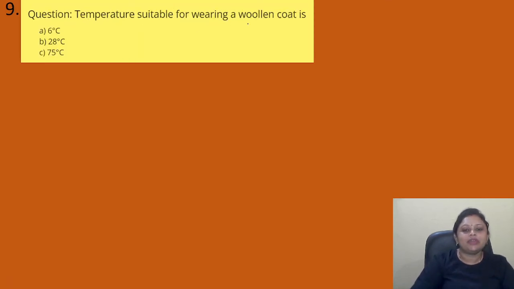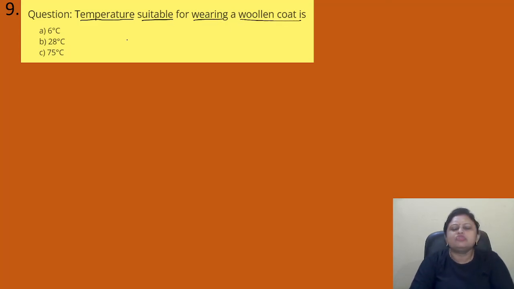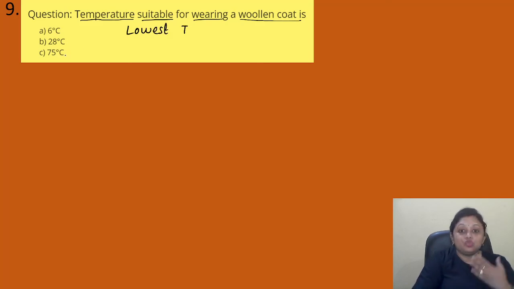Temperature suitable for wearing a woolen coat is option A 6 degrees centigrade, B 28 degrees centigrade, C 75 degrees centigrade. So we have to find the temperature suitable for wearing a woolen coat. First you tell me, when do we wear a woolen coat? Is it in hot? No, it is in cold, right? So we have to find out the lowest temperature. If you look at the options, 75 degrees centigrade is too hot, right? We cannot sustain or tolerate that temperature.